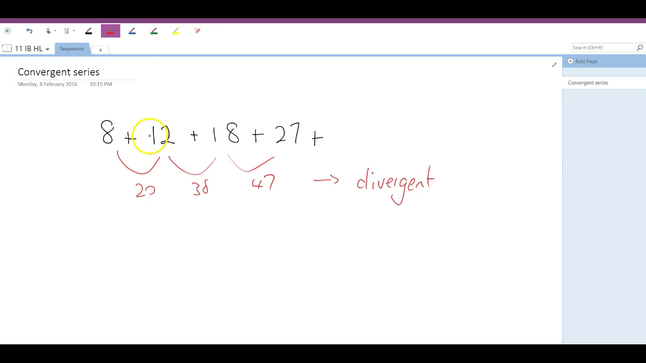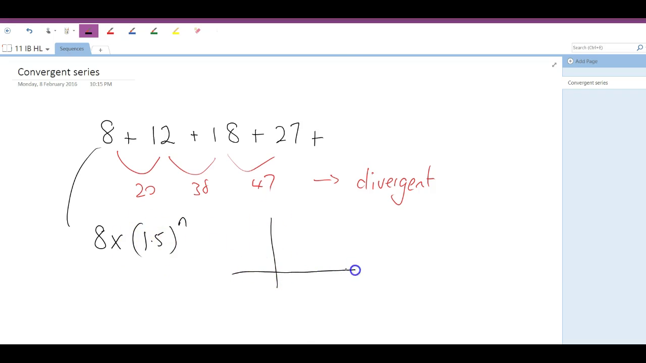In fact, if we were to look at the graph of this, in terms of an nth term rule, that would be 8 times 1.5 to the power of n, starting from n equals 0. And if you had a look at graphing that, 8 by 1.5 to the power of n, you'd be looking at an exponential series that kicks off at 8 there. So this will be picking up the terms, and it's just getting larger and larger.